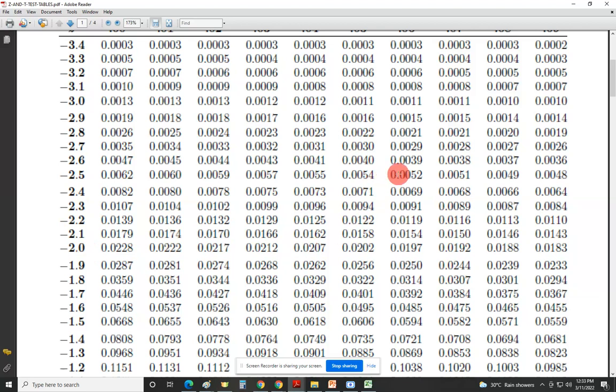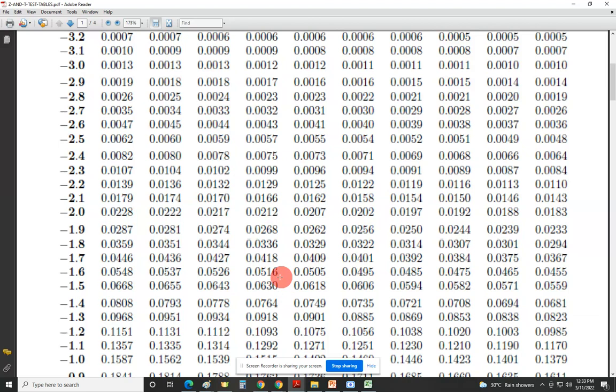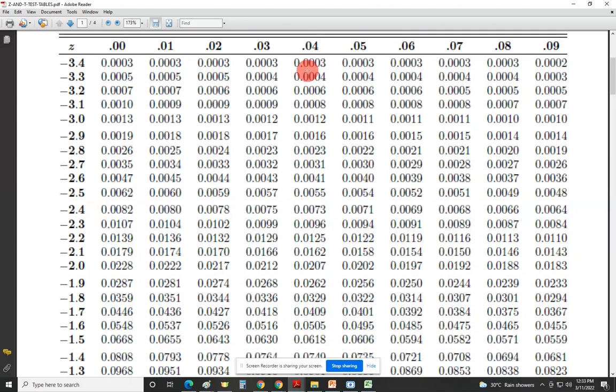So back to 0.04, where is that? My eyes are blurry, class. Okay, here it is. So we have 1.6. It's not negative because we are on the right side. 1.6 plus 0.04 is positive 1.64. Again, you assume this is positive.